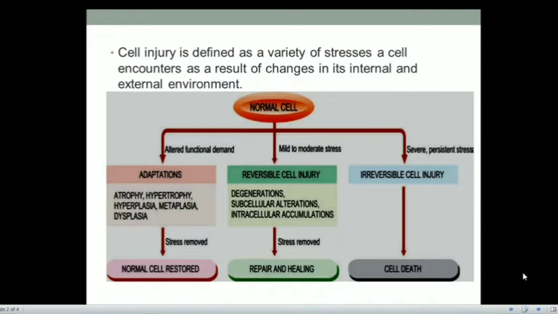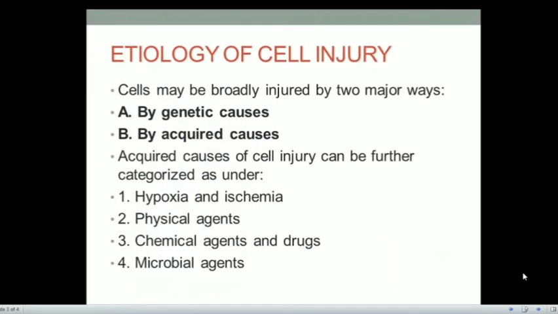In order to learn the fundamentals of disease process at a cellular level, it is essential to have an understanding of the causes and the mechanism of cell injury and cellular adaptations. The cells may be broadly injured by two major factors: the genetic causes and the acquired causes. The genetic causes of various diseases are discussed in another unit, so we won't discuss them here. The acquired causes comprise a vast majority of common diseases affecting mankind.